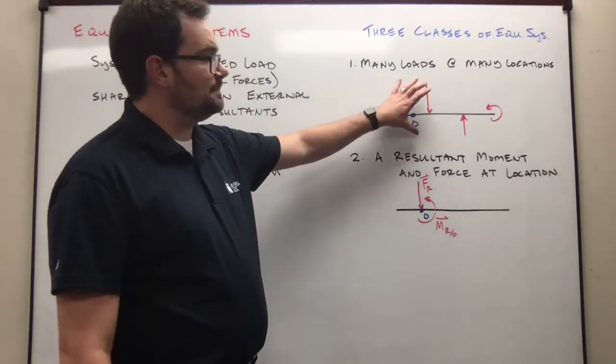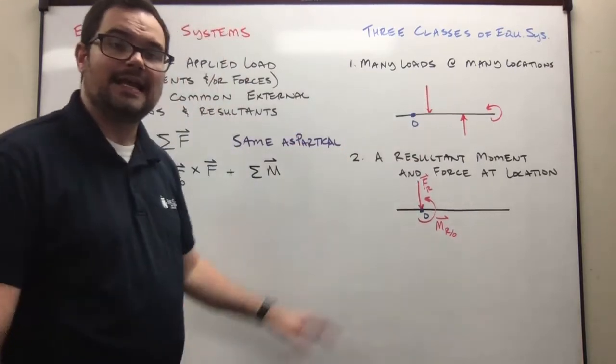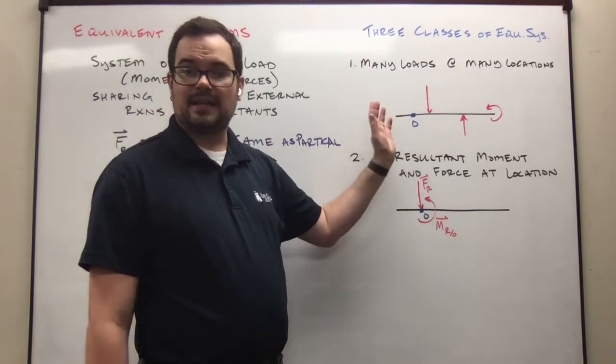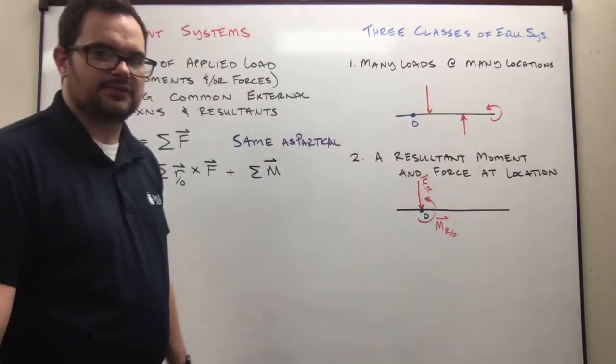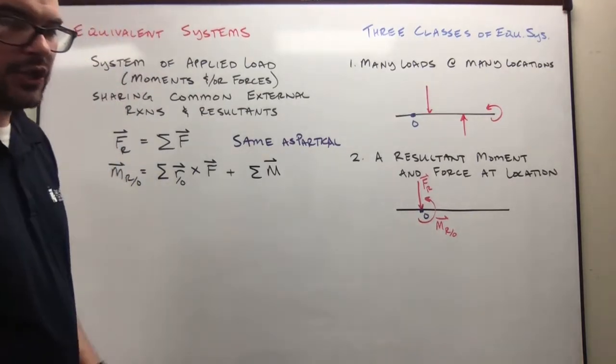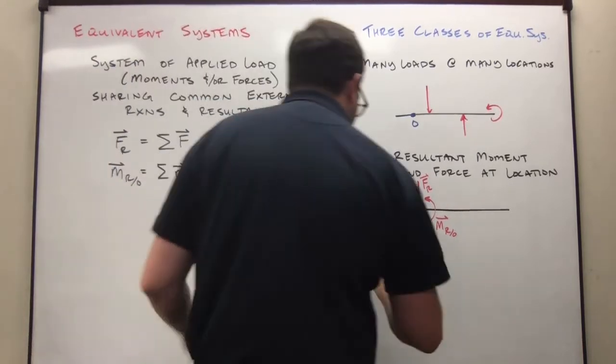And so we're able to simplify this loading down to here. And this can be very helpful to us when we're doing design, that we're not actually worried, at least for calculating reactions, about all the complicated things. We can simplify it down to this level. So that would be the second class. Our third class is going to be a resultant force at a particular location.